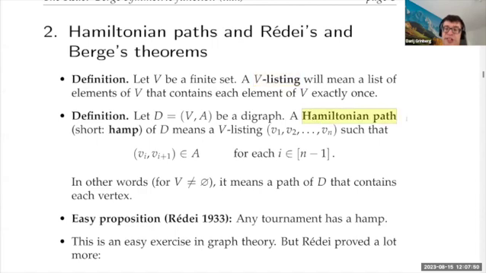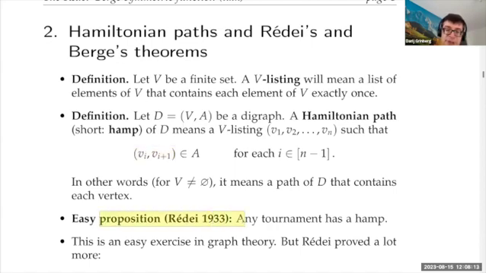Now, a Hamiltonian path in a directed graph is a V-listing, so it's a listing of its vertex set, where every two adjacent entries form an arc, so Vi to Vi plus 1 is always an arc. In other words, if there is at least one vertex, this is the same as saying it's a path of the digraph that contains each vertex.